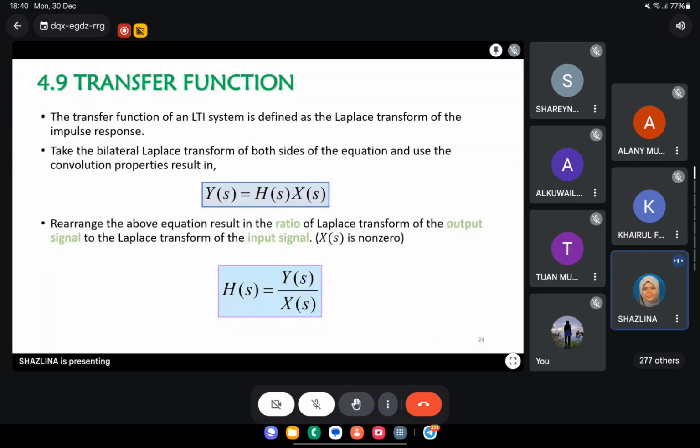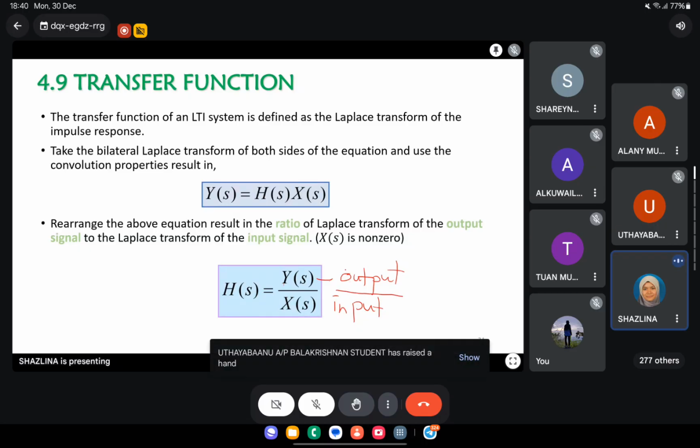Now, transfer function. Transfer function of linear, what is LTI? Linear time invariant system is defined as, okay, H(s) normally is equal to Y(s) over X(s). So Y ni is actually output, then X ni is normally input. So H(s) ni is output over input.